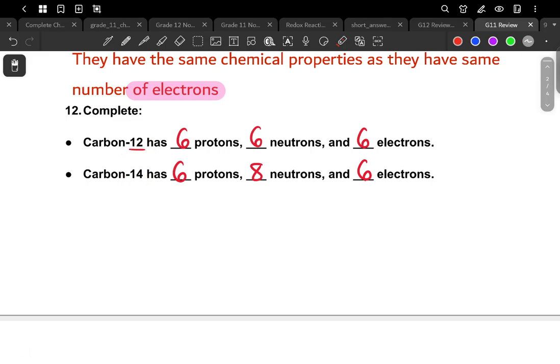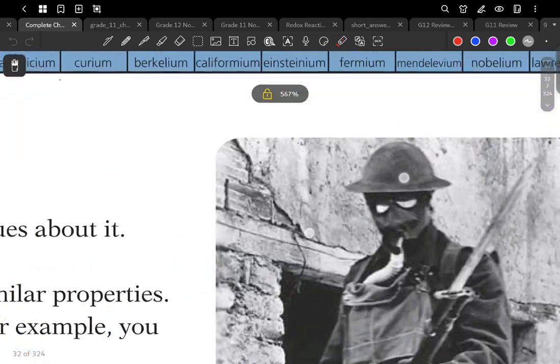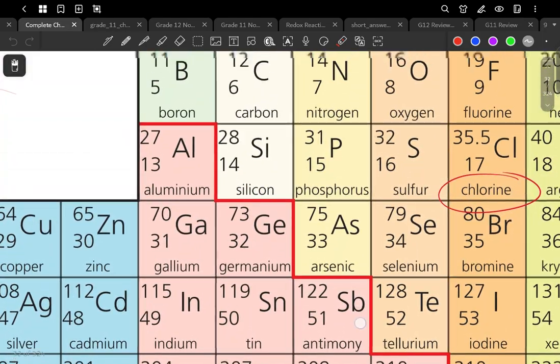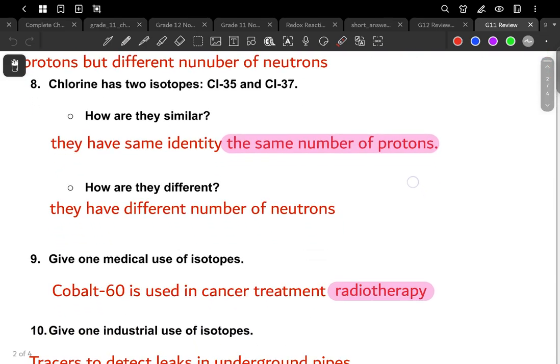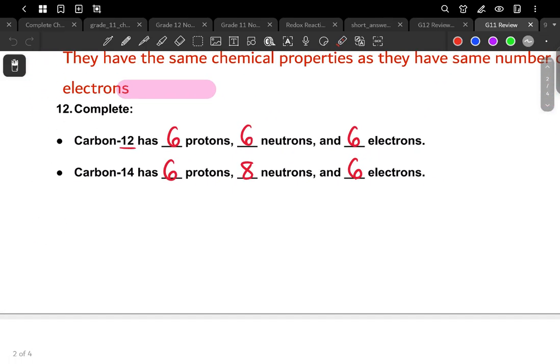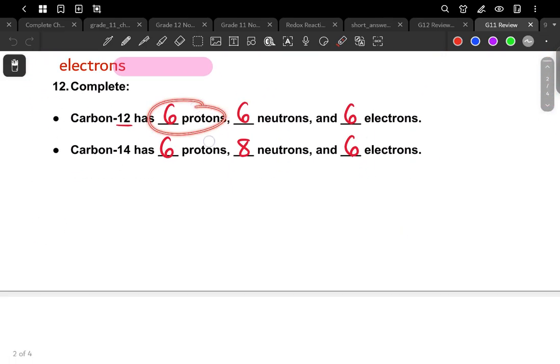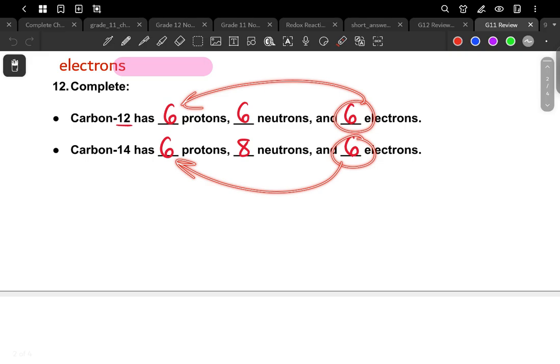If you review the periodic table, you can find that carbon has an atomic number of 6, so it means that it has 6 protons. Both have 6 protons, and for the number of neutrons we subtract: 12 minus 6 is 6, 14 minus 6 is 8, and of course the 6 electrons are the same as the number of protons.